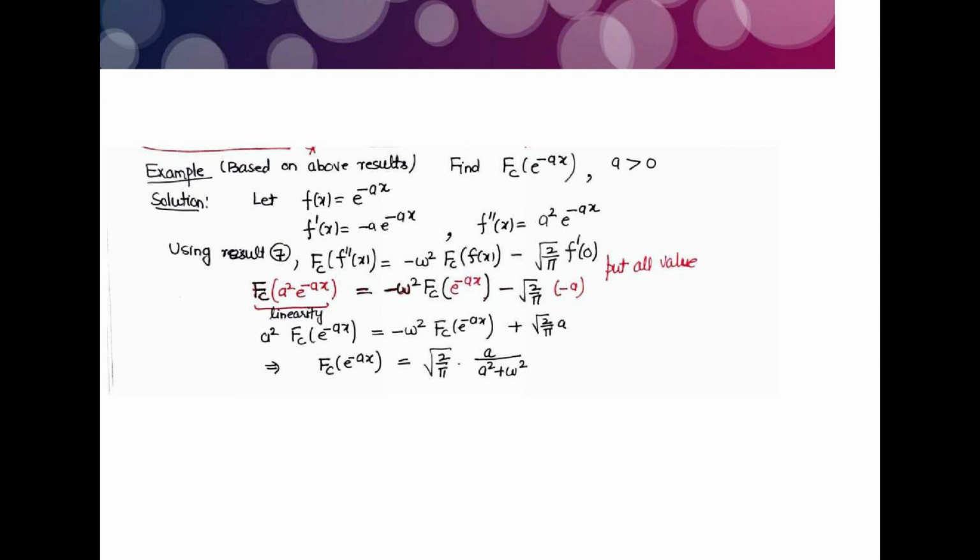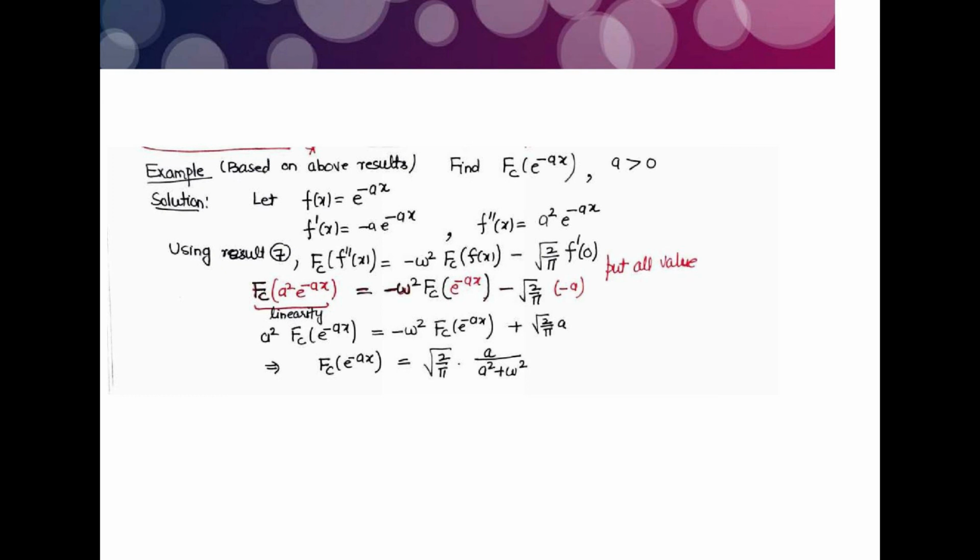So let f of x be e raised to power minus ax. Its first order derivative is minus a times e raised to power minus ax. The second order derivative is a squared e raised to power minus ax. Now recall result number 7, that the Fourier cosine transform of the second order derivative f double dash x is equal to minus w square times the Fourier cosine transform of f of x minus root 2 upon pi f dash 0. Now put all the values of f of x, f double dash x and f dash 0 in this formula.